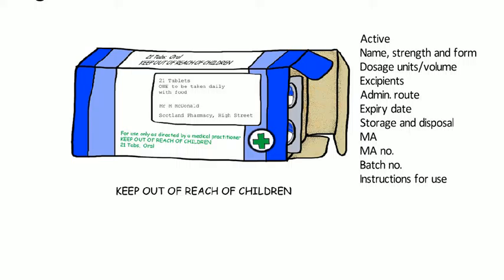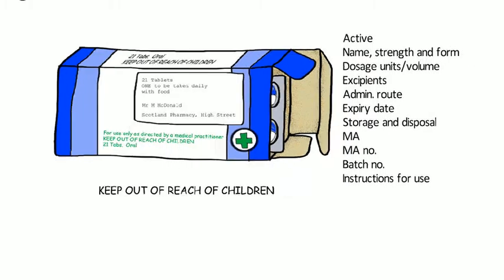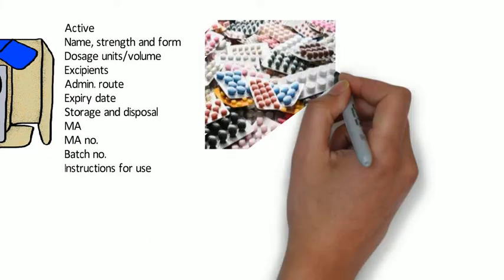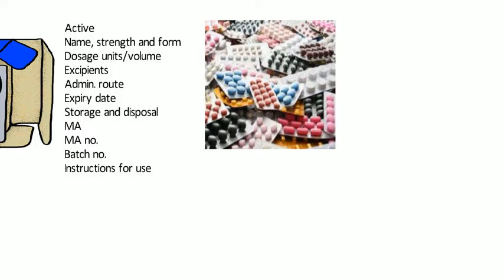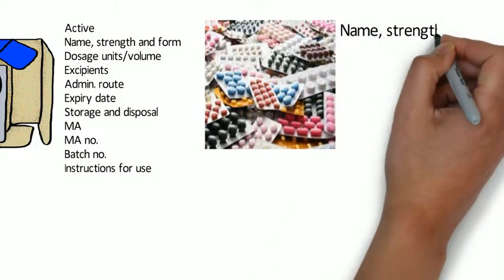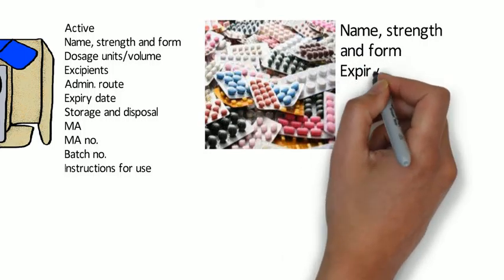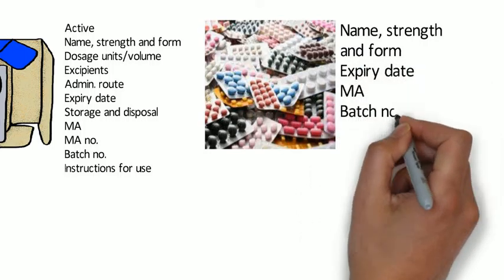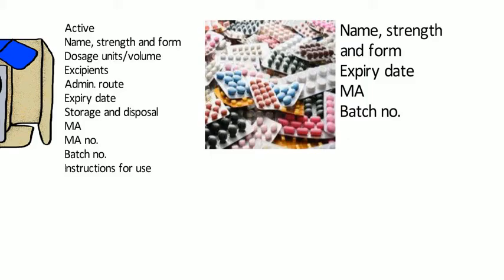Other special storage requirements need to be stipulated, and special precautions relating to disposal. There needs to be the name and address of the marketing authorization holder, the number of the marketing authorization, the manufacturer's batch number, and in the case of non-prescription medicines, there needs to be the instructions for how to use it. Where the medicine is in a blister pack, the blister pack needs to have on it the name, strength and form of the medicinal product, the expiry date, the name of the holder of the marketing authorization, and the batch number. Now, there might be additional labelling that's required due to the legal classification of the product.